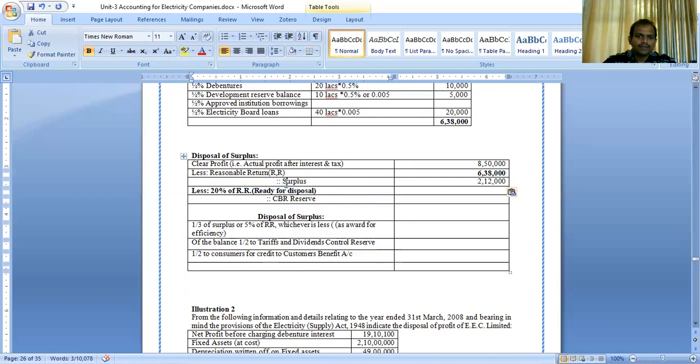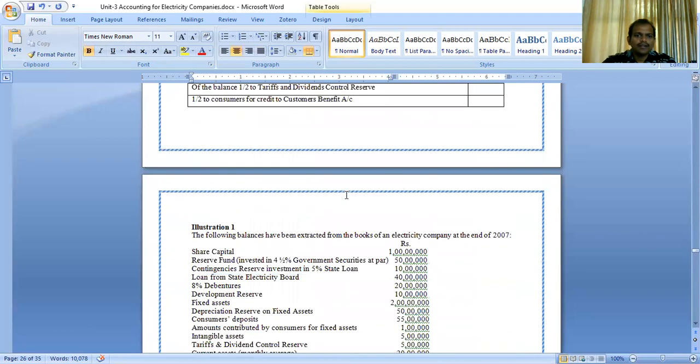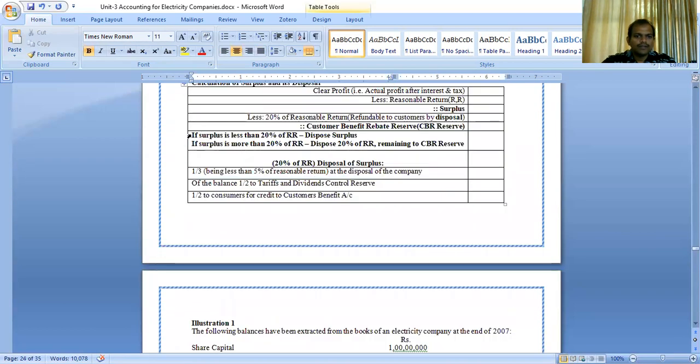See, here one more point we have to consider: if surplus can accommodate this 20% of reasonable return, then we have to dispose of the 20% of reasonable return. If it cannot accommodate this 20%, then we have to dispose of the surplus amount. Okay, let us just copy this for your understanding.